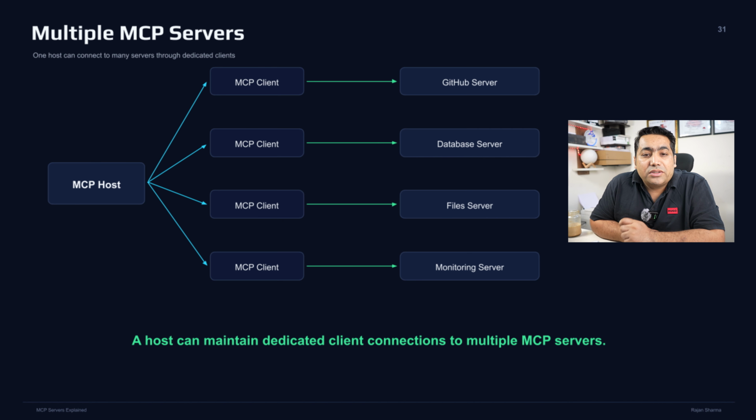So one host can connect to many MCP servers. For example, one server for GitHub, one server for codebase, one server for files, and one server for monitoring. So the host maintains dedicated MCP client connections for those servers. This is powerful because each server can focus on one capability area. The host then brings these capabilities together inside the AI experience.